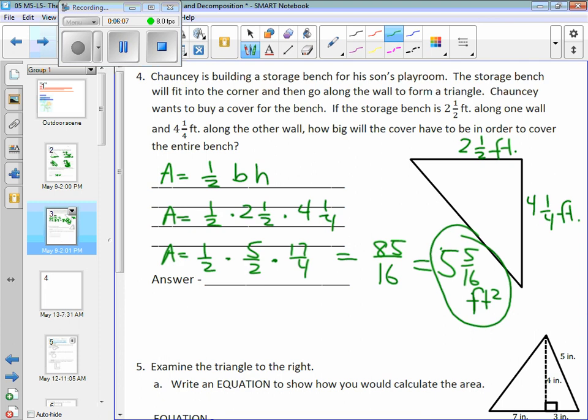The last one, I'm just going to read off the answer. Ready? 20 square inches. Yes? 20 square inches.